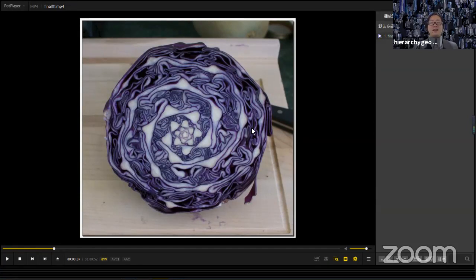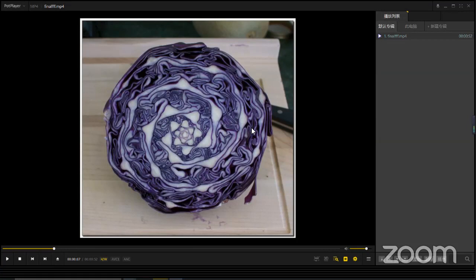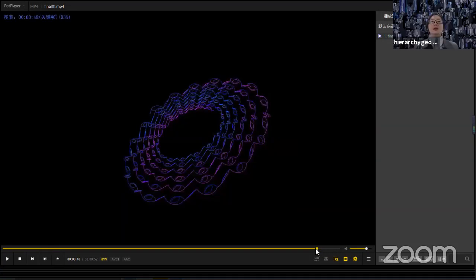Then, if we want to simulate that, first of all, it's super difficult. But second, I haven't really developed that level of algorithm yet with hierarchy, but I conceptually did it with the cell growth system.